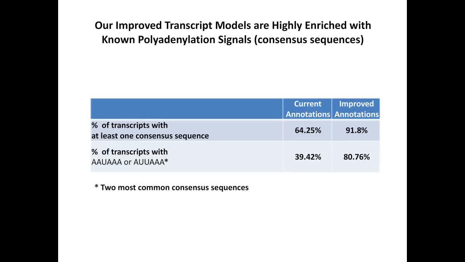And in this category, the percentage of transcripts with the 2 most common polyadenylation signals, which are AAUAAA and AUUAAA: based on the current gene model annotation, there's 39.42%, and based on our improved model, it's 80.76%. So this clearly shows that using our improved gene annotation could help to identify more of these polyadenylation sites. And the criteria that we used help to improve the gene model.